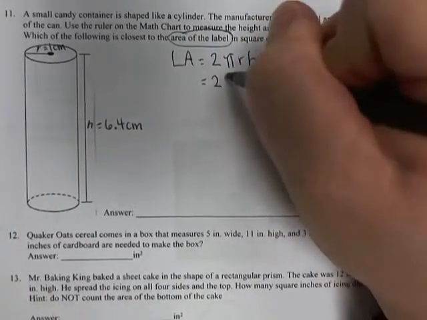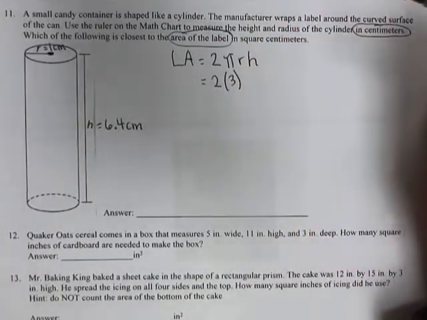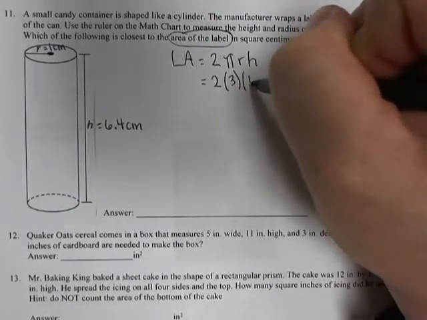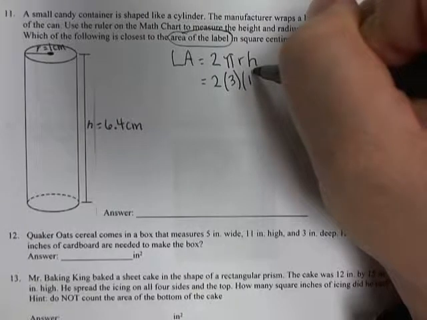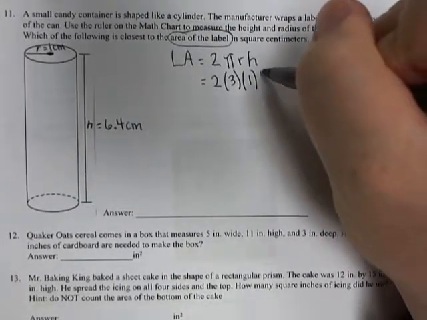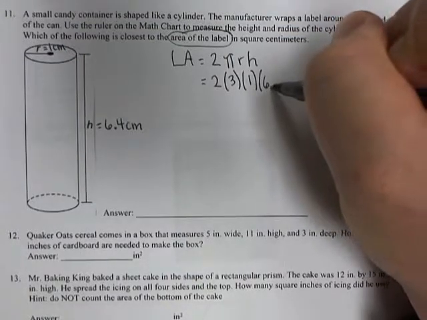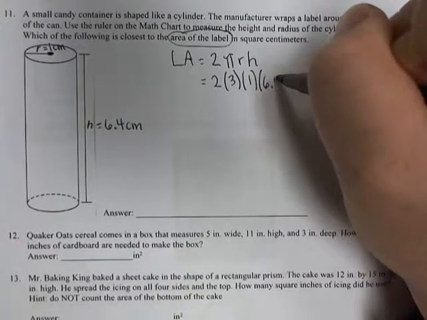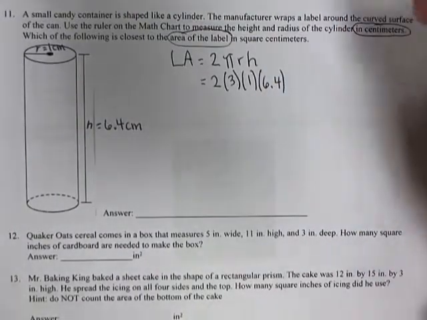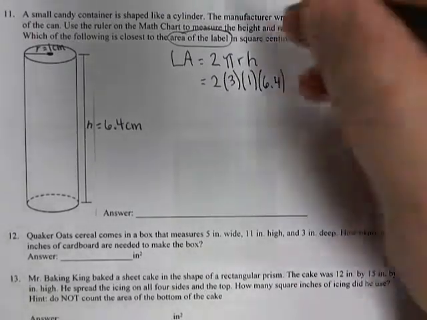2 times pi, we're going to round pi to 3, times the radius, which we're estimating to be 1. It may be a little greater than 1, but we can just round it to 1, times the height, which is 6.4. We're not going to round 6.4 to 6 because that's going to have a material effect on our answer. So now we're going to multiply these numbers, first come, first serve, so left to right.